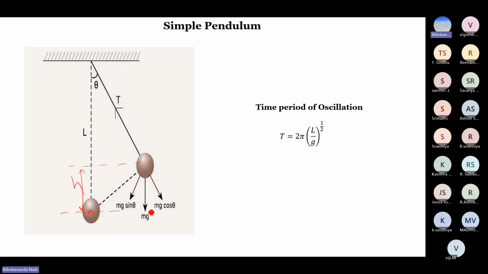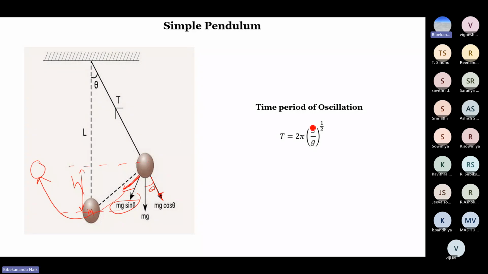the weight mg always acting in the downward direction, but there will be two components: mg sin theta and mg cos theta. So this is theta, this is mg sin theta, and actually both these components are perpendicular to each other. Due to the component mg sin theta, it will come back to its original position, and due to its inertia, it overshoots the original position and goes here. In this way, it oscillates.